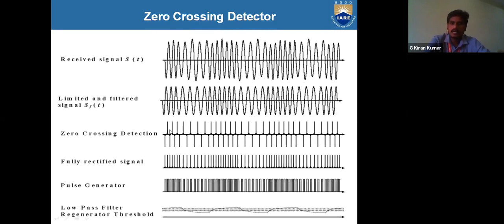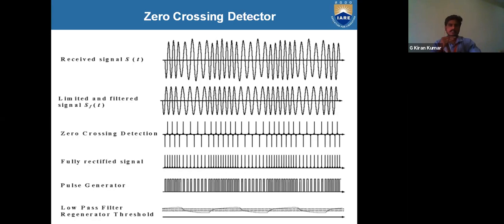Like this, we will get the spikes. These are all the spikes. After that, what will happen in the diagram? We don't have the particular block, but basically the zero crossing detection can be done. After that, we will get some spikes, nothing but some voltage levels.